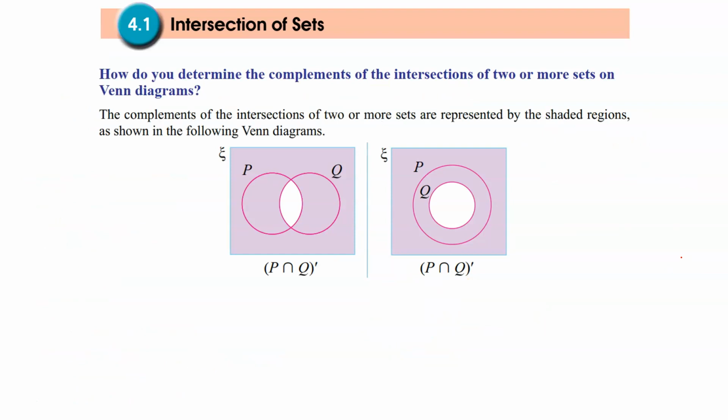How do you determine the complements of the intersection of two or more sets on Venn diagrams? The complement of the intersection of two or more sets are represented by the shaded regions as shown in the following Venn diagrams. Ni yang saya tunjuk tadi. Kalau Venn diagram ada universal set, awak dah belajar dulu universal set Venn diagram dia hanya guna rectangle atau square saja. Kita tak boleh guna benda lain. Universal set, saya ulang, hanya rectangle or square.